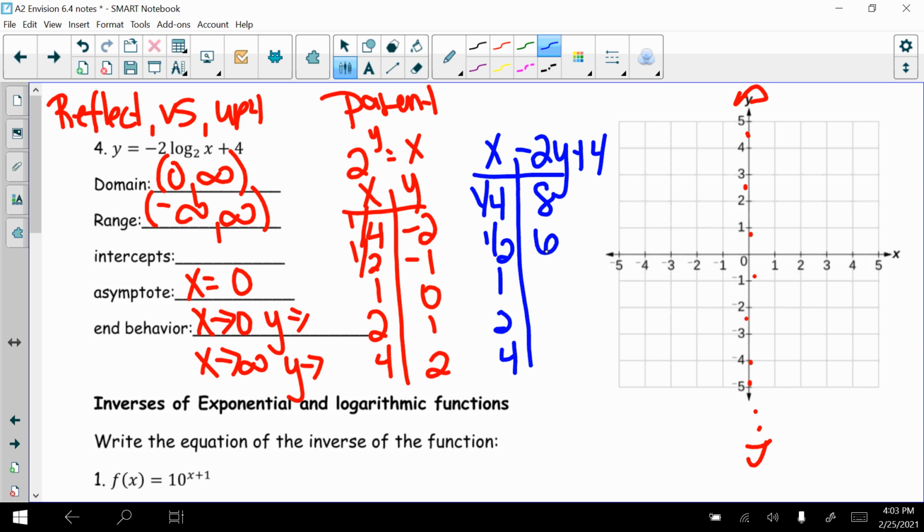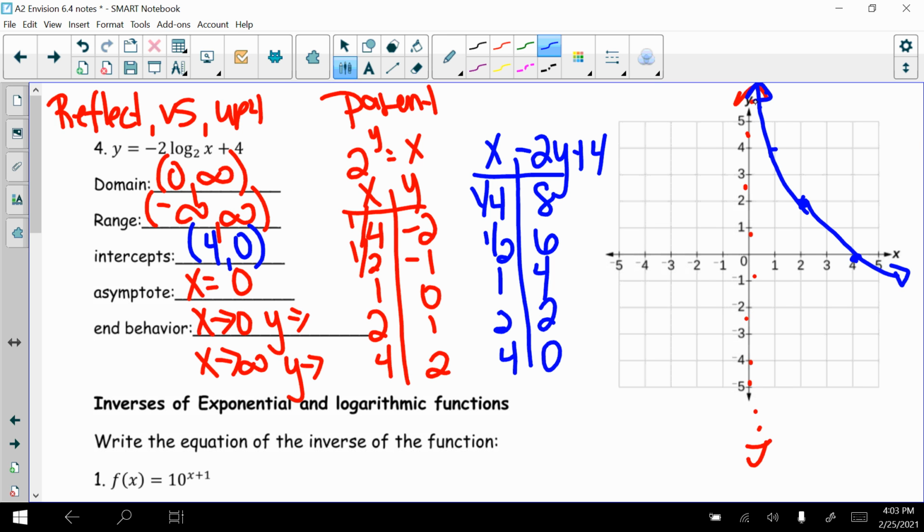2 plus 4, 6. 0 plus 4 is 4. Negative 2 times 1 is negative 2 plus 4 is 2. 2 times negative 2 is negative 4. Negative 4 plus 4 is 0. So that gets us our x-intercept right there, 4, 0. So 4, 0 is my x-intercept. 2, 2. 1, 4. Half up 6. So this is what my graph is going to look like.